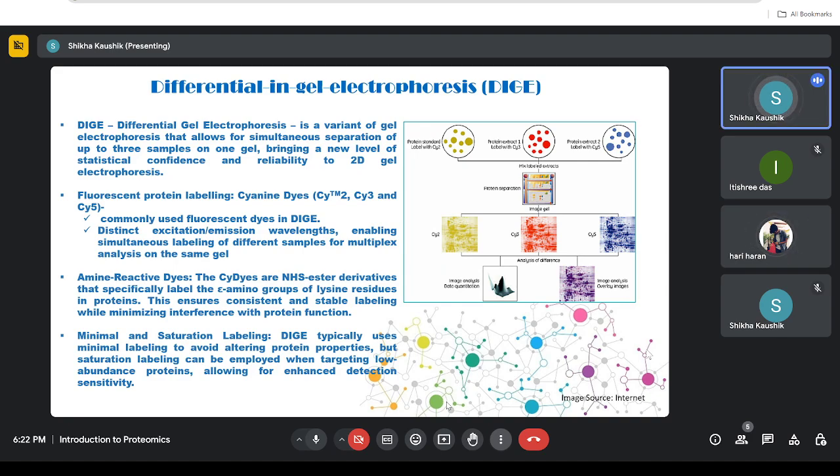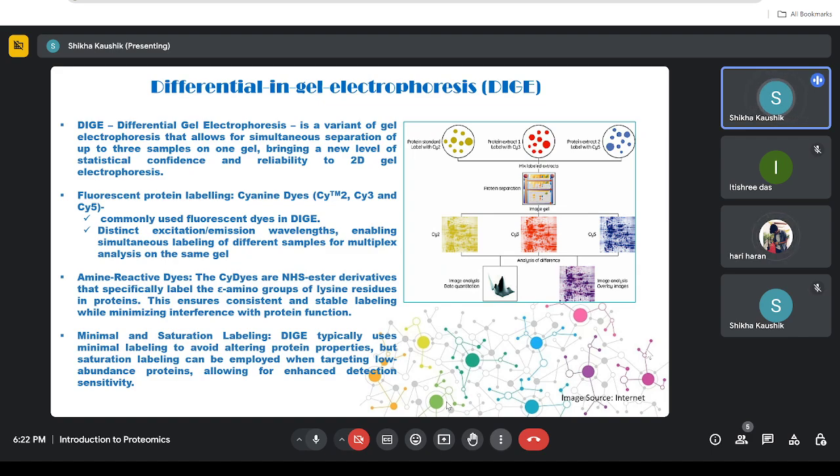No, when they have NHS ester associated with them. So there are some linkers, so you can modify dyes. Because these are cyanine based dyes, that's why they are called CY2, CY3, and CY5. But if you are associating NHS ester, its property becomes amine reactive in nature. So they basically bind only to the epsilon amino group, which is only present in the lysine residue. So that's why it is specific.